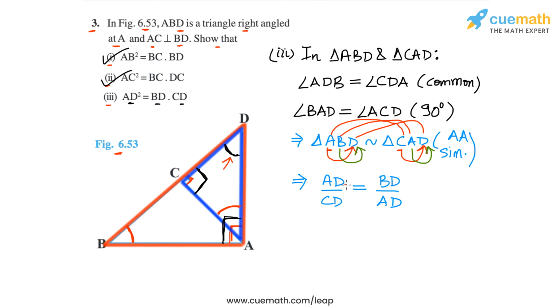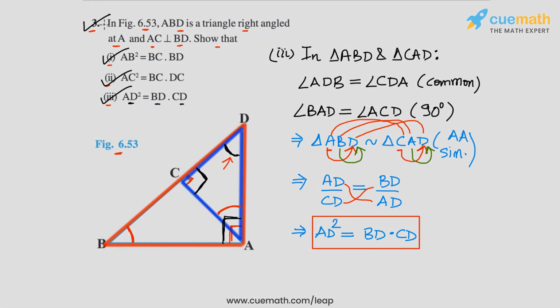Now we cross multiply. So AD into AD on one side and BD into CD on the other side. That's what we will get. So on the left side we have AD square, and on the right side we have BD into CD. And that's awesome because this is what we had to prove. AD square is BD into CD. So this completes part 3, and with this we have completed all the parts of question number 3.